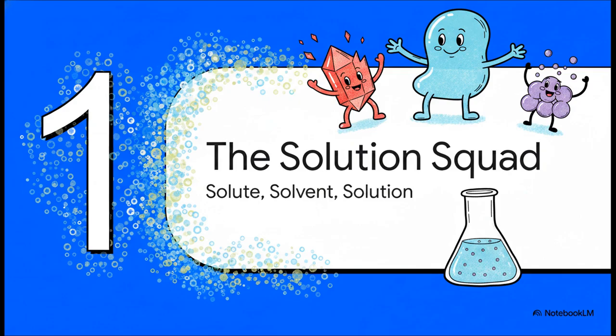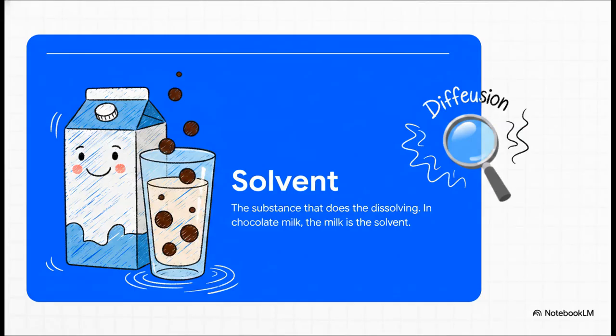And to really understand a solution, you gotta meet the three key players. I like to call them the solution squad. First up, we've got the solvent. This is the big guy, the one that does all the dissolving. You can think of it as the main ingredient in the mix. So in chocolate milk, the milk itself is the solvent. It's the liquid that's just waiting to dissolve something.